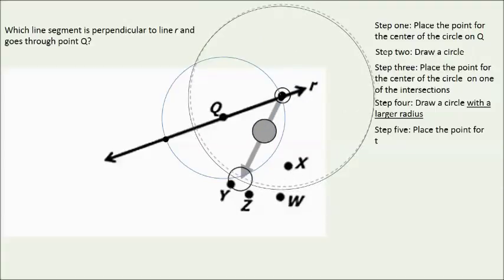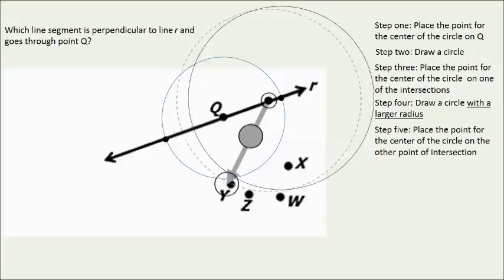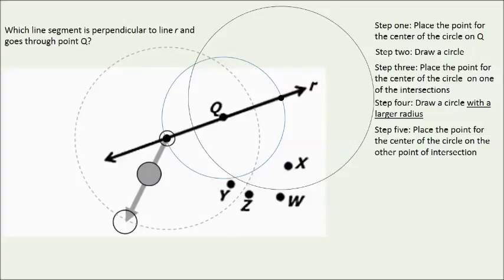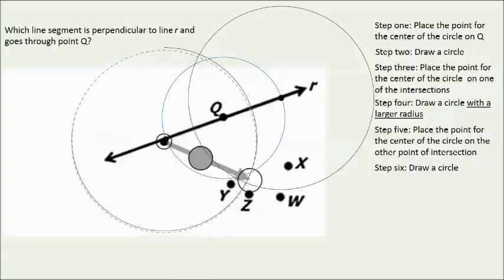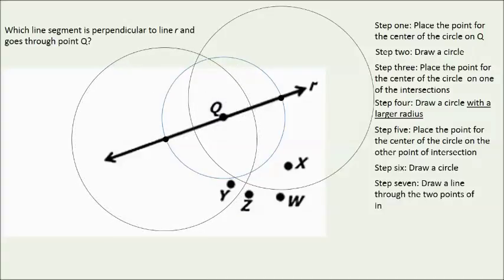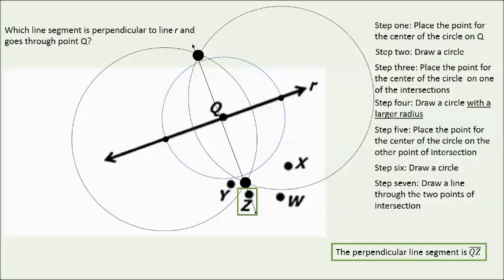Step 5, we'll place the point for the center of the circle on the other point of intersection. So sliding to the other side of Q. And then step 6, we'll draw another circle. Notice that we're keeping the same radius we used before. Step 7, we're going to draw a line through the 2 points of intersection. So I can see that the 2 large circles hit each other there, so I'll draw a line straight through. Therefore, because I hit point Z, the perpendicular line segment is QZ.